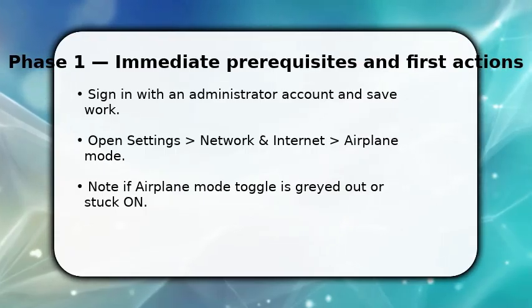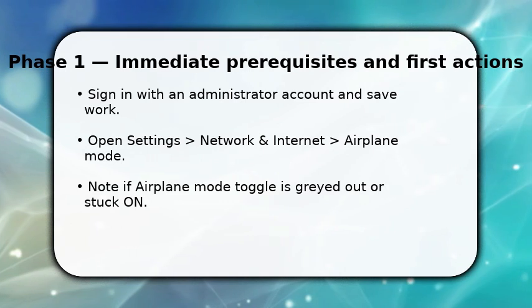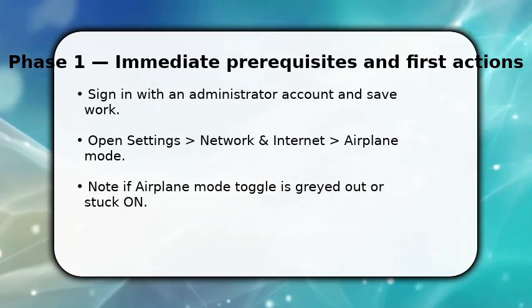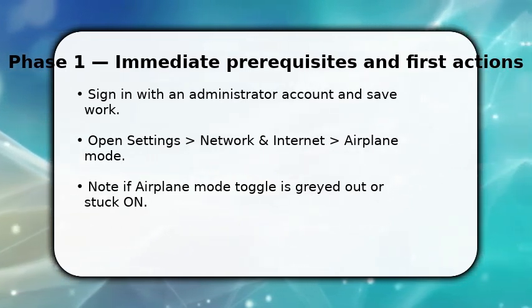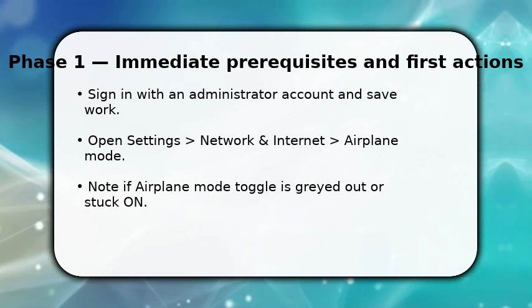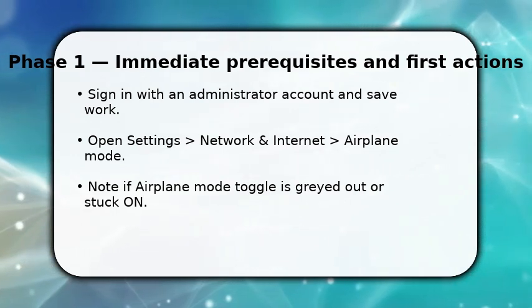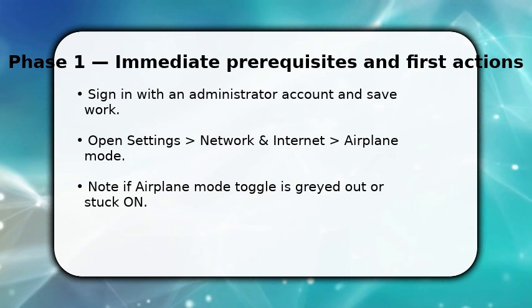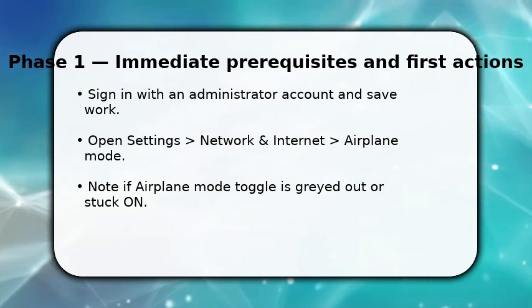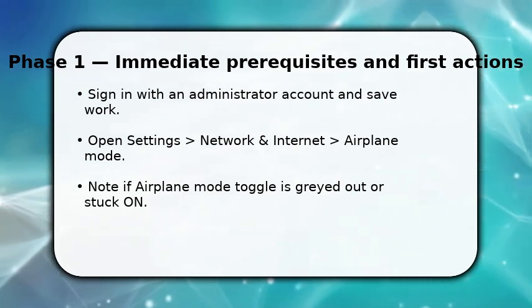You start with two essentials: an administrator account and saved work, because you will change drivers and services. Open Settings, go to Network and Internet and select Airplane Mode. If the toggle is responsive, switch it off. Once done, verify Wi-Fi and Bluetooth icons return.